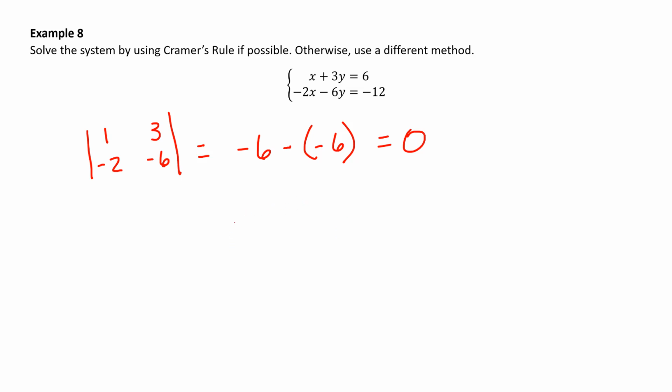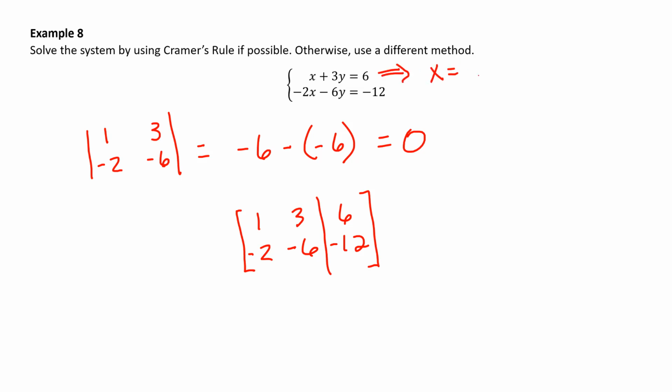And if we were to solve it using Gaussian elimination, we'd have 1, 3, 6, negative 2, negative 6, negative 12. And so you can already see that these two equations are the same line. And so that means that there are an infinite number of solutions. And to show that, you can just solve for x here. So you'd have x equals negative 3y plus 6. And so when you write your answer, you can write y as just y, and then you can write x in terms of y, negative 3y plus 6.